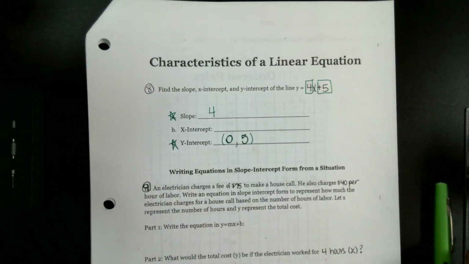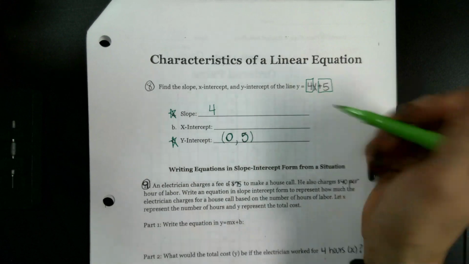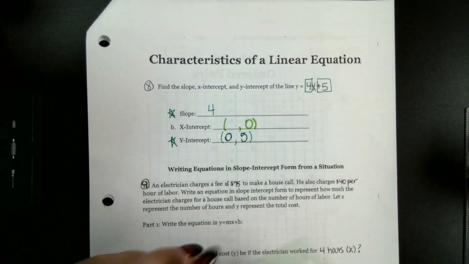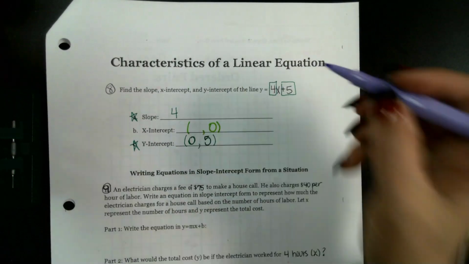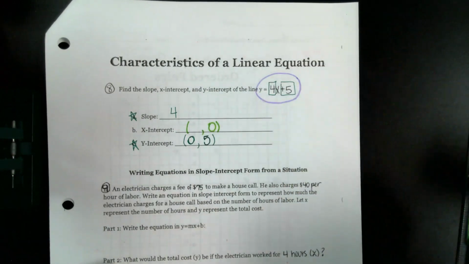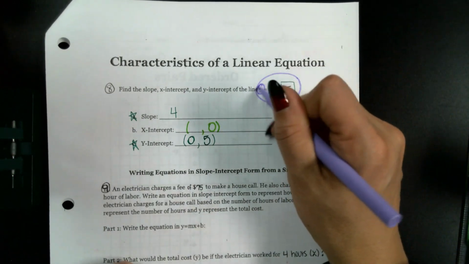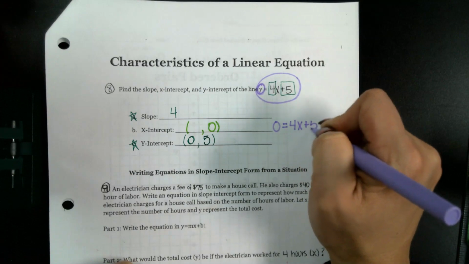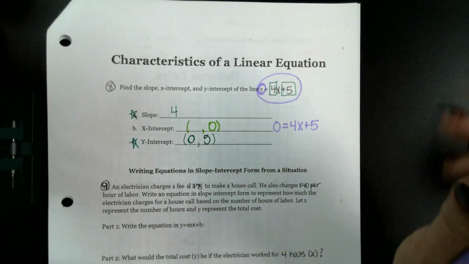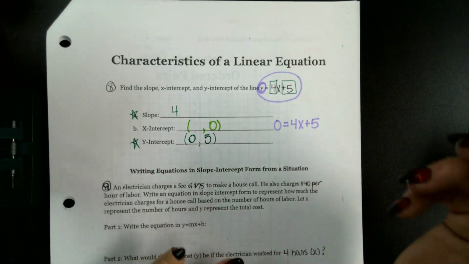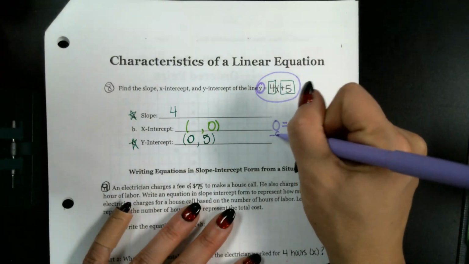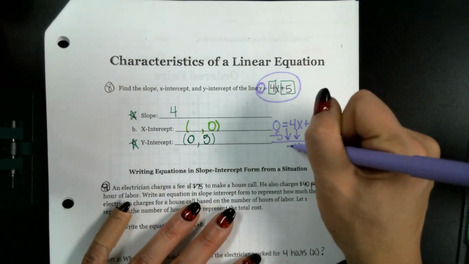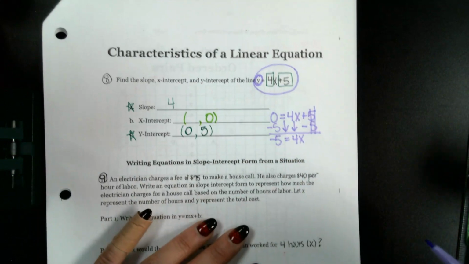Okay, so now when we go to find our x-intercept, y is 0. If y is 0, then all I'm going to do is take this equation and plug a 0 in right there. So I'm going to take y out, put 0 in its place, and we're going to just solve for x. It's a two-step equation. Step 1, subtract the 5. So we have 4x equals negative 5. And then what?